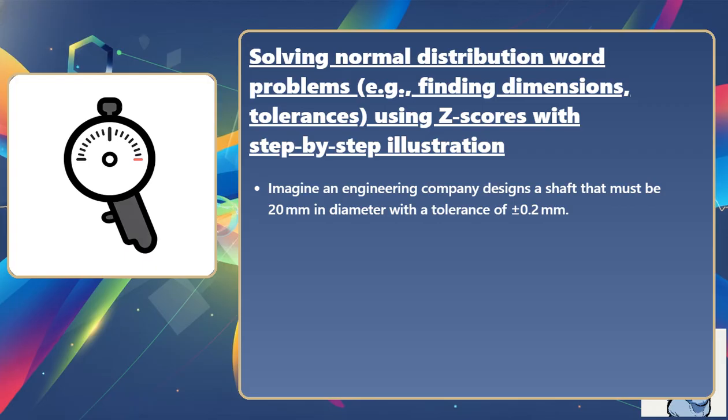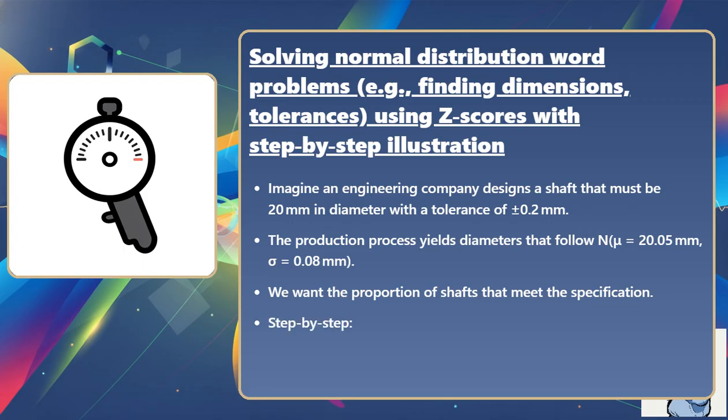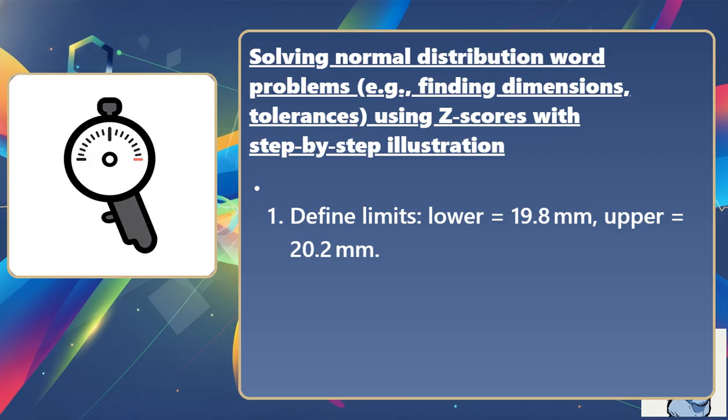Imagine an engineering company designs a shaft that must be 20 millimeters in diameter, with a tolerance of plus or minus 0.2 millimeters. The production process yields diameters that follow a normal distribution with mu equals 20.05 millimeters, sigma equals 0.08 millimeters. We want the proportion of shafts that meet the specification. Step by step. 1. Define limits. Lower equals 19.8 millimeters, upper equals 20.2 millimeters.